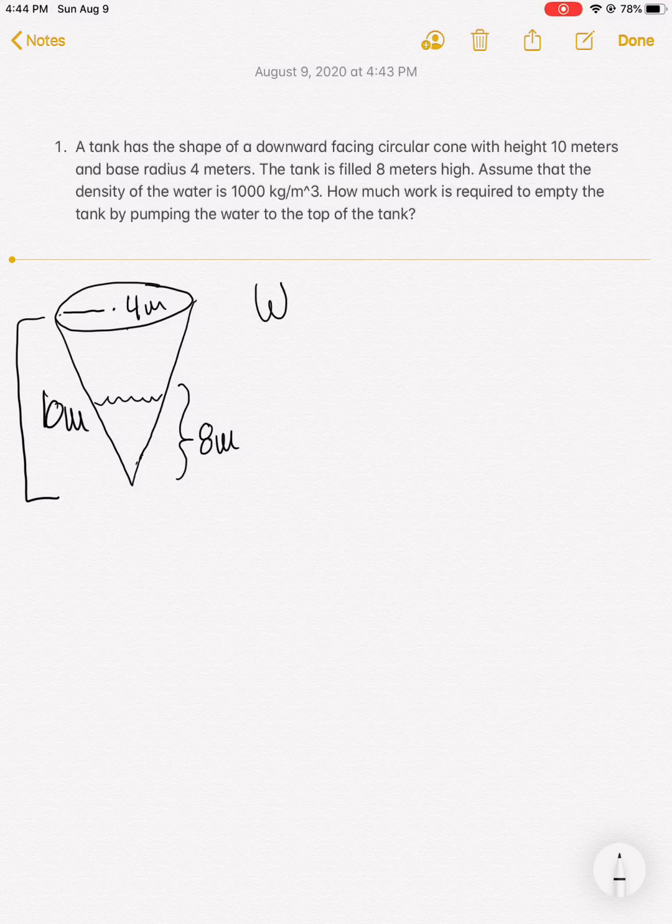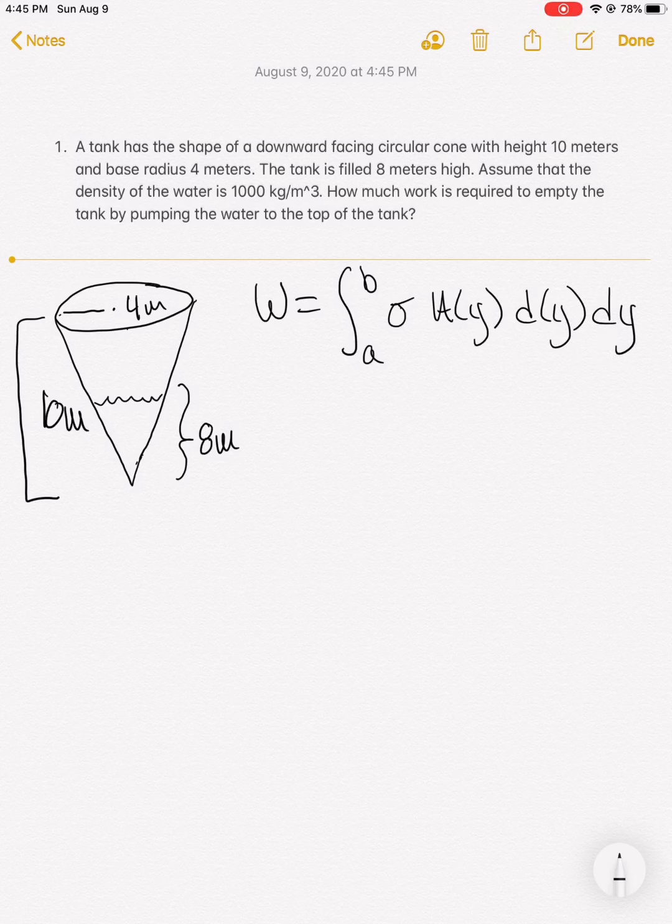So W equals the definite integral from a to b of sigma times the area of its cross section times the distance dy. So using this formula, we will write down what was given to us. So we take sigma, and we know that sigma is the density of the water, so sigma is 1,000 kilograms per meter cubed.